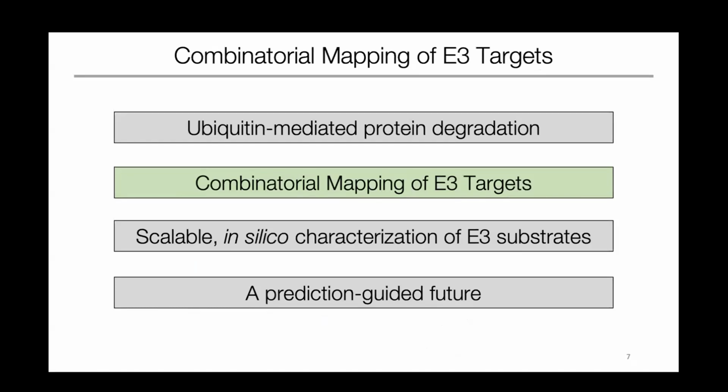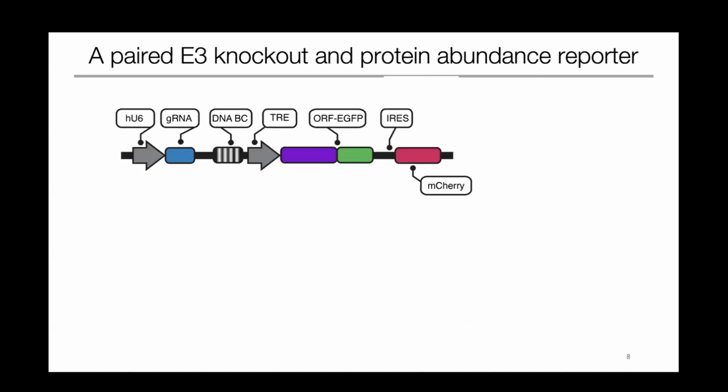This is called combinatorial mapping of E3 targets, or COMET. This method relies on a paired E3 knockout and protein abundance reporter. On a single plasmid, we clone a guide RNA that, using Cas9, knocks out an E3 ubiquitin ligase. We have a DNA barcode, and then we have this GPS reporter, which was developed by the Elledge lab, where you fuse the potential substrate that you're interested in studying to GFP. And then there's this IRES-mCherry that you can normalize the GFP signal to.